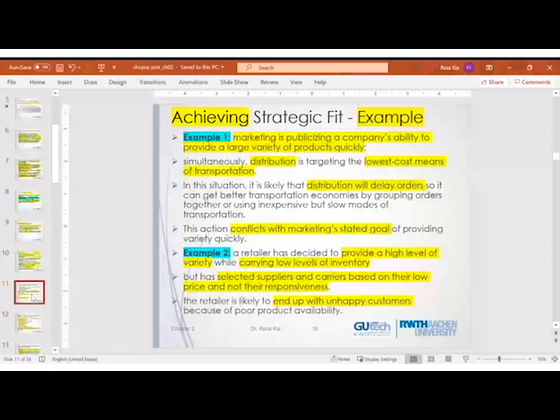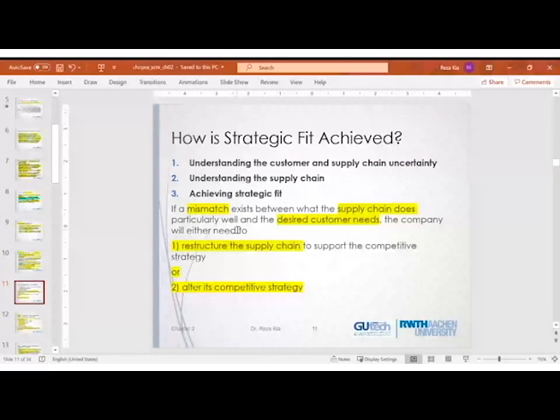Okay, guys, I think that would be the last slide for today, and then we can continue regarding these three stages that you can see here. To achieve a strategic fit, we need to understand the customer demand, the customer uncertainty and supply chain uncertainty. And later on, we need to understand the supply chain capability. And in the last stage, we can achieve the strategic fit.